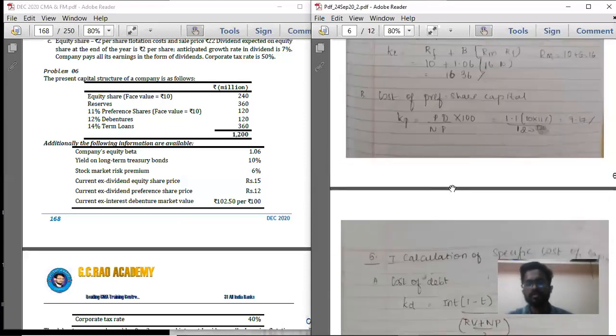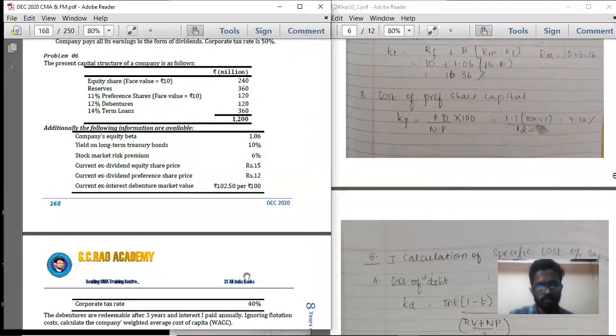So next, below that, capital B, cost of preference share capital. There is no flotation cost. See, 11% preference shares, face value is 10, total value is 120. So net profit is 120 and face value is 10 and the rate is 11%. That is, the preference dividend rate is 11%.